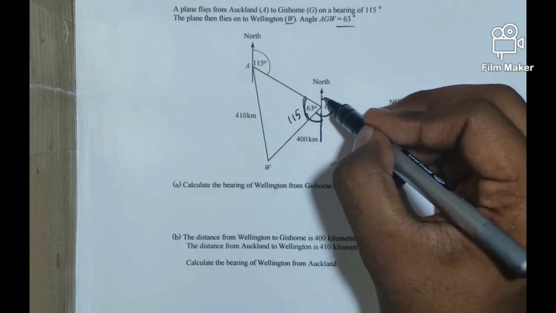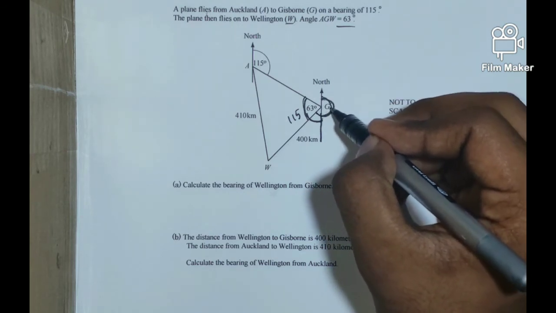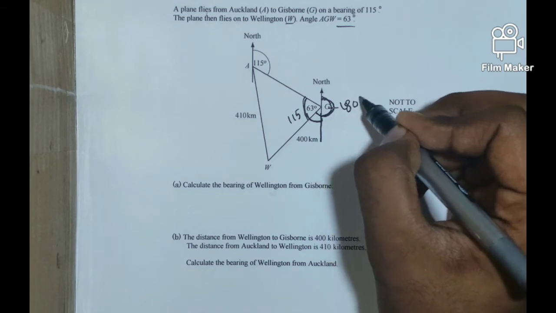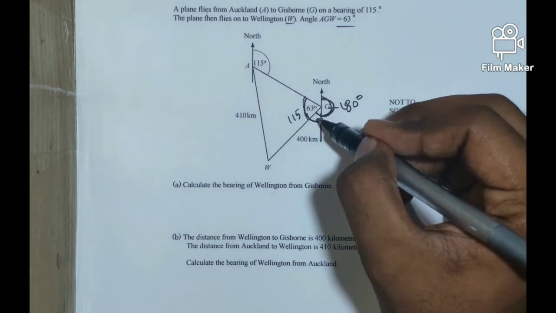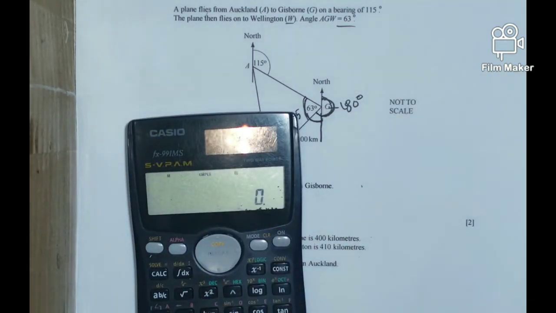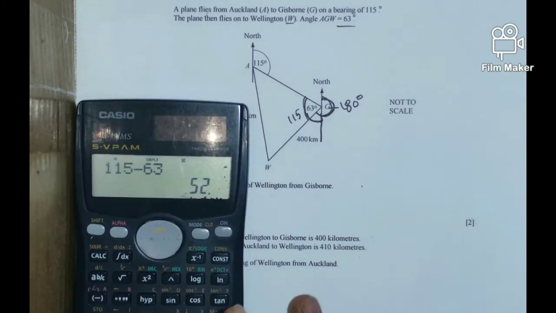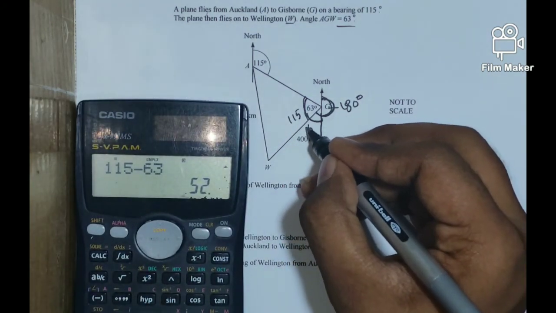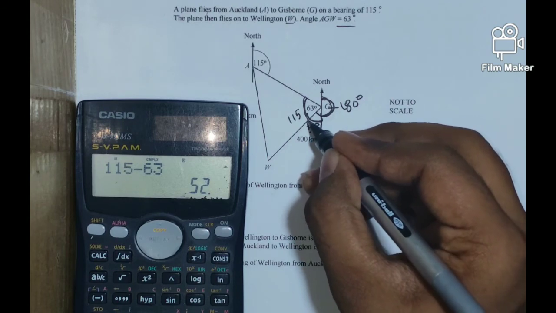So we know that this part is 180 degrees. Now we need to find this value. So it would be 115 minus 63, which is equal to 52. So this is equal to 52 degrees.